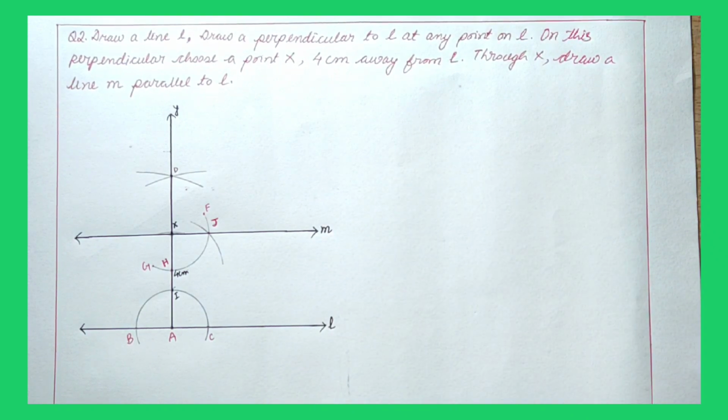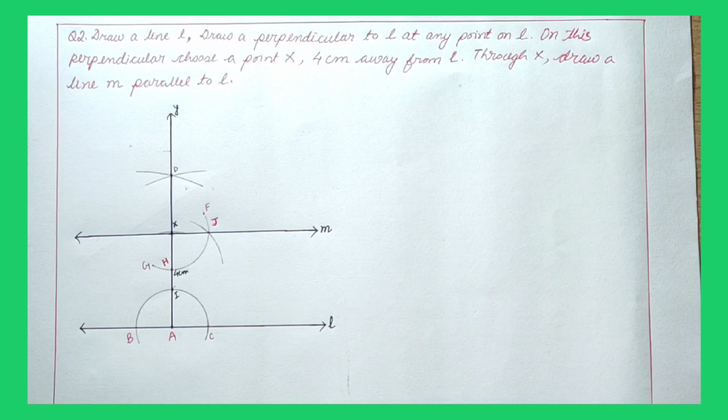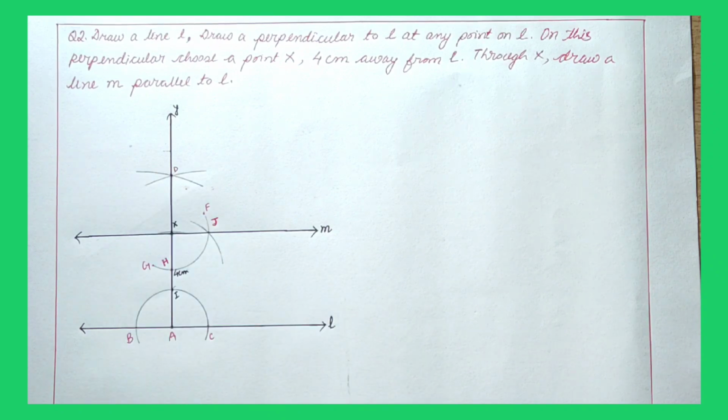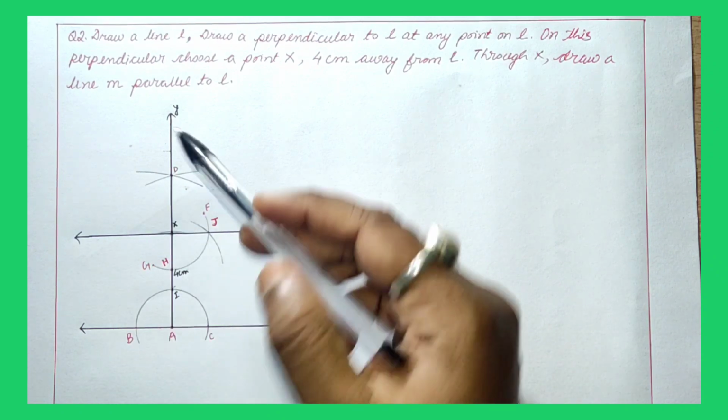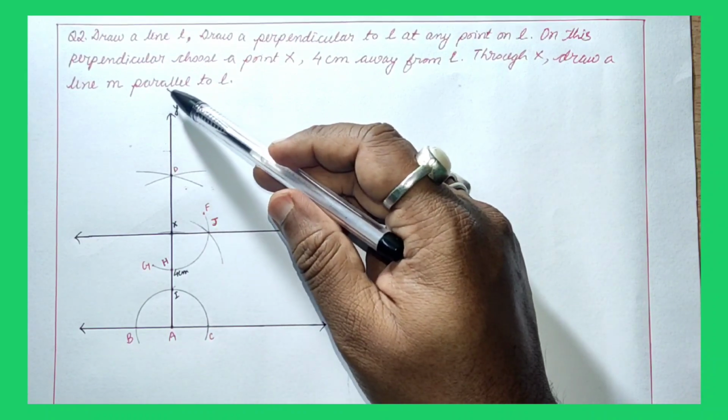So I am repeating the construction again. First, I have drawn a line L, then I have taken a point A on it, then I have drawn an arc from the point A of any convenient radius cutting the line L at 2 points B and C respectively. Now taking B and C as centers, I have drawn two arcs of same radius cutting each other at D. Then I have joined AD and extended to Y.